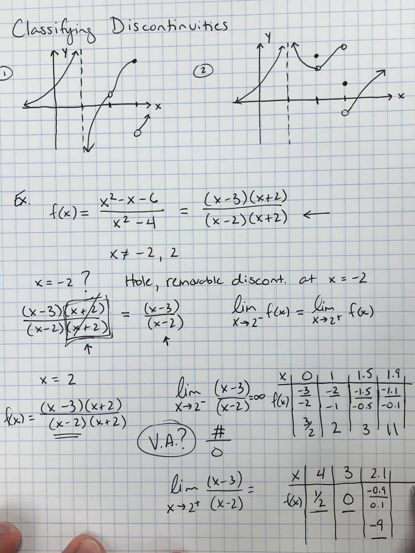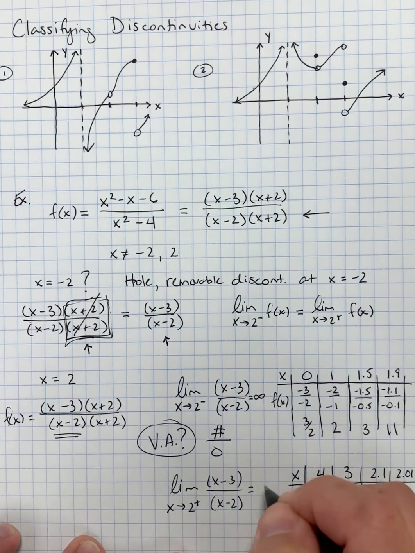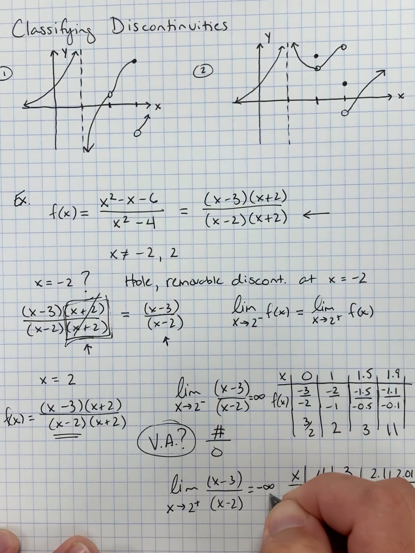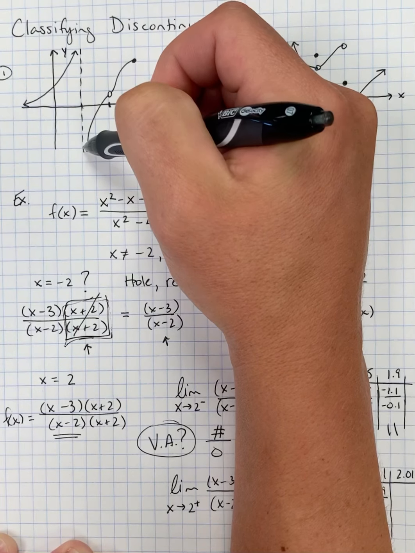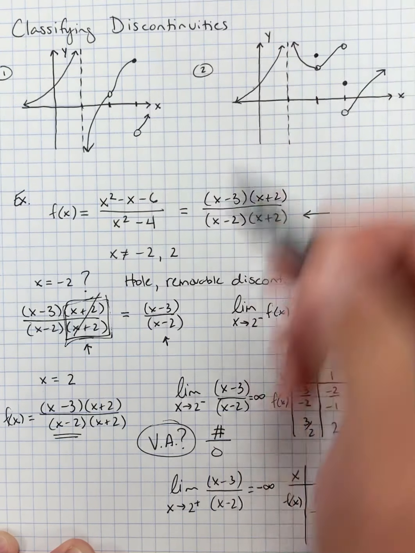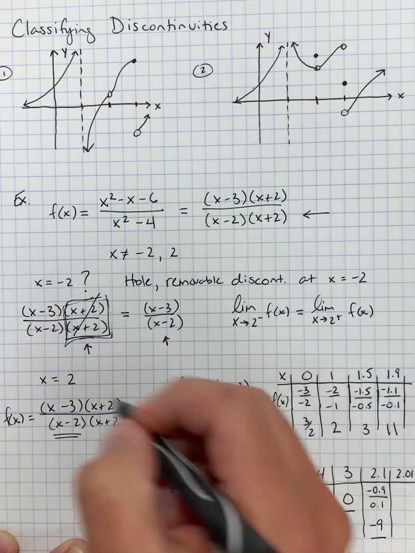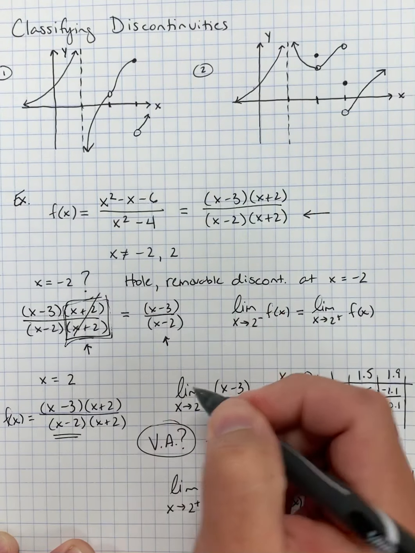I bet if I put something even closer, 2.01, something even closer to 2 from the right-hand side, I'm going to get some big negative number. I'm going to go with negative infinity here, which means I have an asymptote at 2 that looks a lot like the asymptote did in our first graph. That's a good result for me, especially because I know what the parent graph of a function like this looks like.